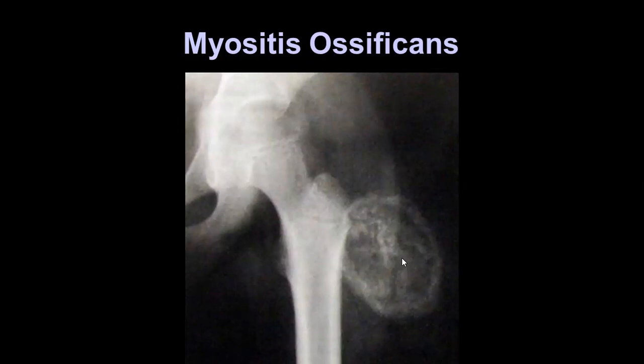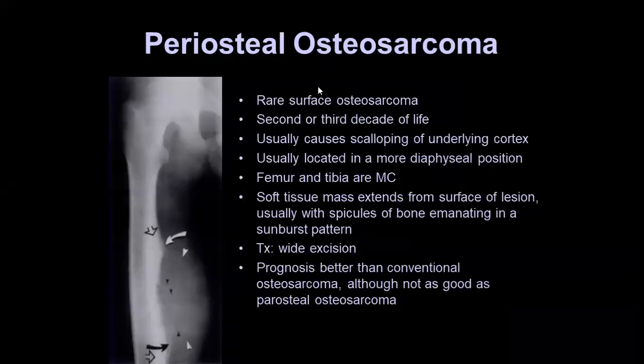So there is one type called Periosteal Osteosarcoma, which is also a surface osteosarcoma, but it is more rare and more diaphyseal in position. Okay? Again, the prognosis is better than the conventional, but less than the parosteal.